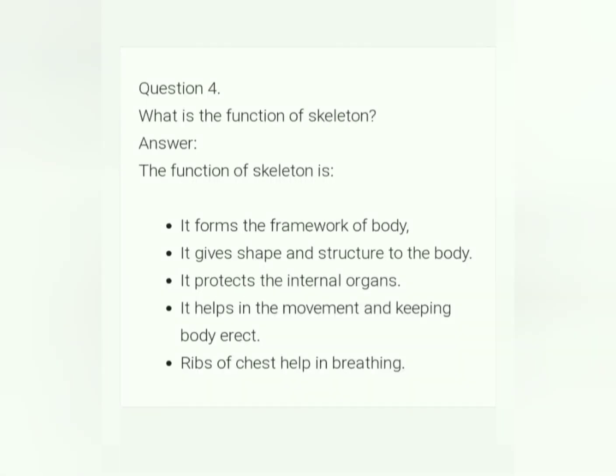Question number 4. What is the function of skeleton? The function of the skeleton is it forms the framework of the body. It gives shape and structure to the body. It protects the internal organs. It helps in movement and keeping the body erect. Ribs of the chest help in breathing.